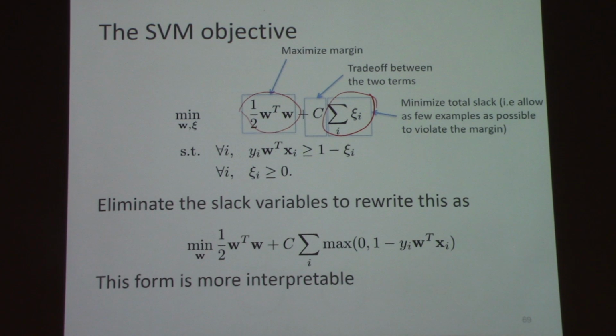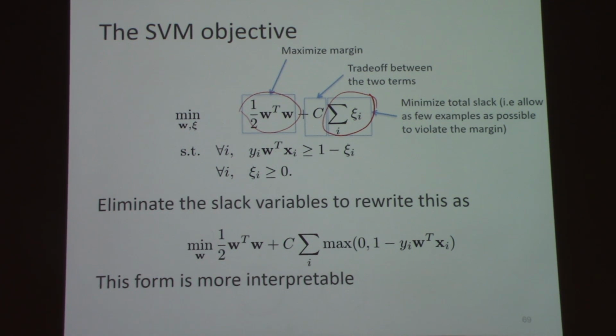But you want to penalize the learning algorithm if it ignores too many examples, because in the limit it can technically ignore all examples and just find the zero weight vector. So the second term says you're allowed to ignore examples, but here's the penalty you pay if you allow examples to violate the margin condition. So you have these two terms, and there's a trade-off parameter C that lets you trade off between these two.